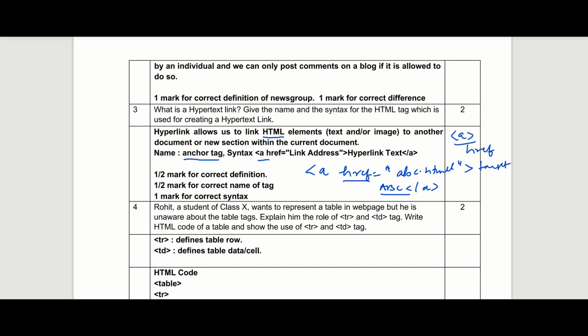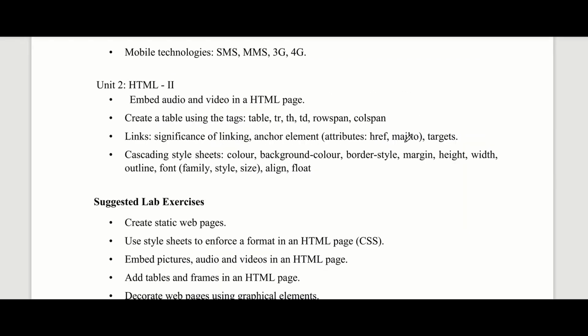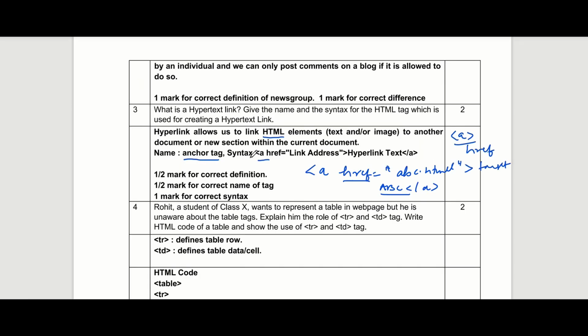If you see the syllabus here about the anchor tag, you have 3 attributes: href, mailto and target. href is used to connect with a document or a section. Mailto is used when you have to send mail to any person. Here you write mailto, a colon, and the email address. Target allows you to open the page in the same window or in a blank window. So target equal to blank means it will open your page in a new window.